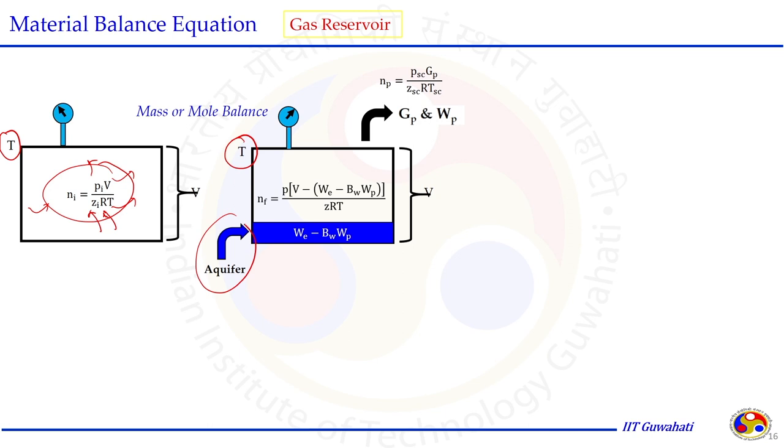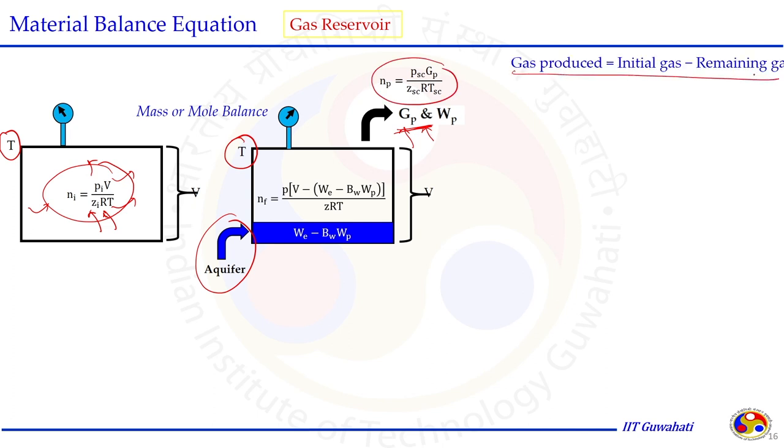There is a possibility of water getting encroached into the system. And in that case, we are also producing the water at the surface. Gp is the cumulative gas produced, Wp the cumulative water produced. In this case, we can have a simple balance equation that says gas produced is equal to initial gas minus the remaining gas. It means Np is equal to Ni minus Nf. Nf is the moles of the gas that are present in the volume. Now, in this case, the volume is reduced because the water is encroached and some water got produced. So the difference of these two should be subtracted from the initial volume to calculate the number of moles of the gas that remains in the control volume.